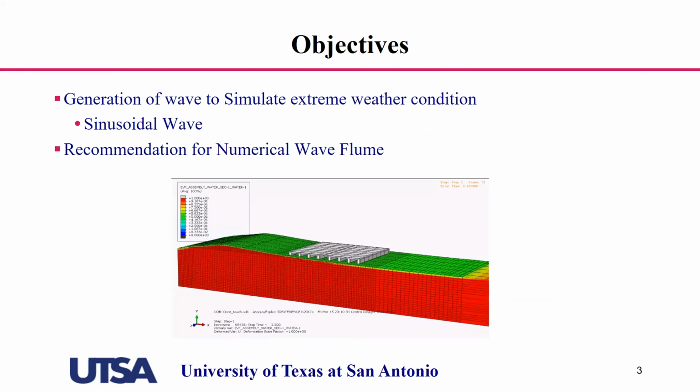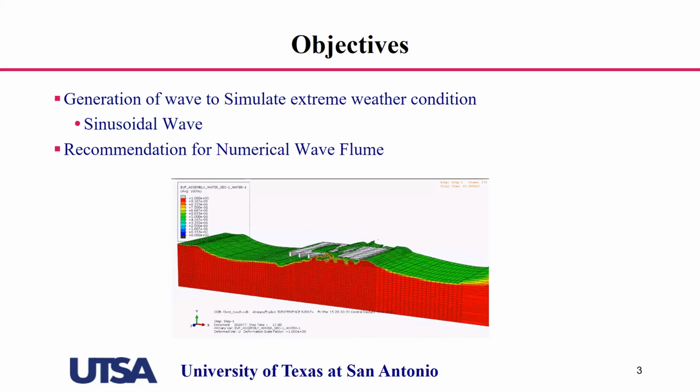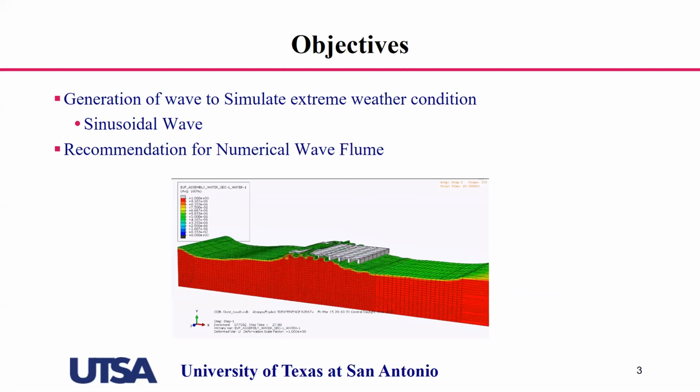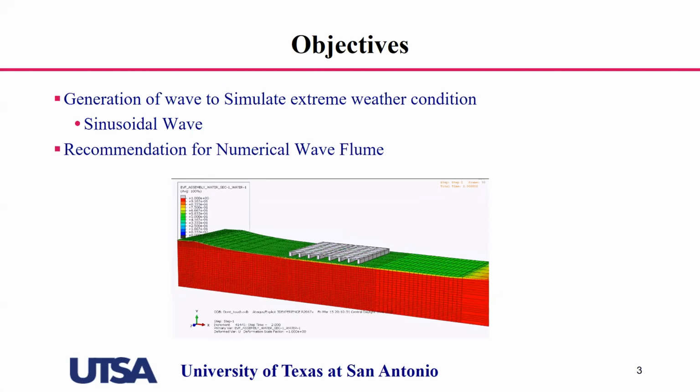So why are we doing this? The main purpose is to simulate the extreme weather condition effectively. In extreme weather events, you have sinusoidal waves. So we are trying to replicate the same behavior using numerical waveflow. And also, we want to make recommendations for numerical waveflow for the researchers who want to do the same thing.